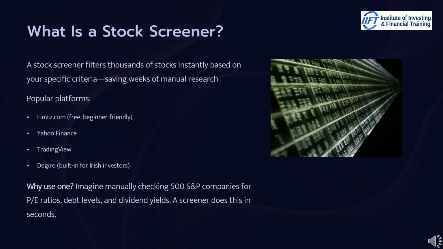Popular options include FinViz, which is free and beginner friendly, Yahoo Finance, TradingView, and for Irish investors, some brokers like DeGiro, which offers a built-in screener. People use them for one simple reason, and that's efficiency. Imagine trying to find value stocks in the S&P 500 by hand. You'd need to check 500 companies, P/E ratios, debt levels, dividend yields, and so on. A screener does this in seconds using lots of criteria that you select for your own screens of things that interest you.